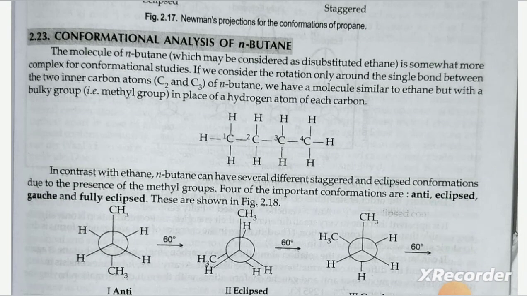In contrast with ethane, n-butane can have several different staggered and eclipsed conformations due to the presence of methyl groups. Four of the important conformations are anti, eclipsed, gauche and fully eclipsed. These are shown in figure 2.18.